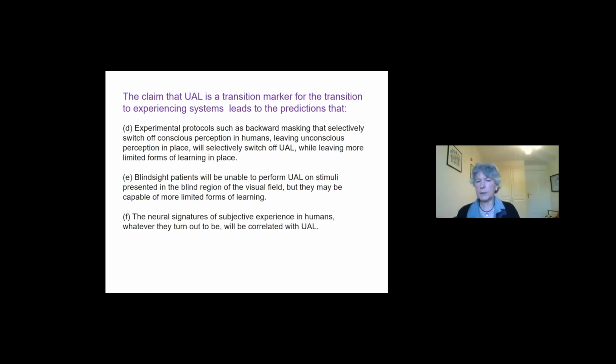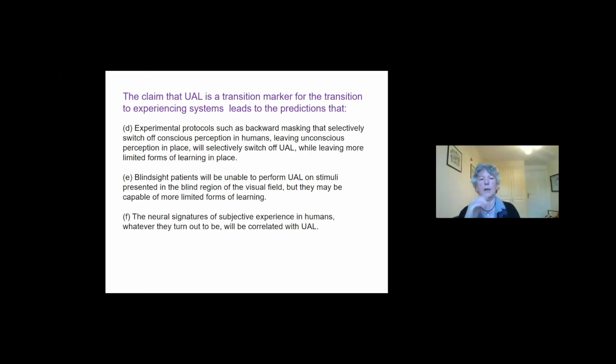And we also expect that blindsight patients will be unable to perform unlimited associative learning tasks on stimuli presented to the blind region of the visual field, but may be capable of more limited forms of learning. And we expect that the neural signatures of subjective experiencing of consciousness in humans, whatever they turn out to be, will be correlated with unlimited associative learning. So that when you're looking at what happens in the brain during unlimited associative learning, you will see the same kind of neural signatures that you see during consciousness.